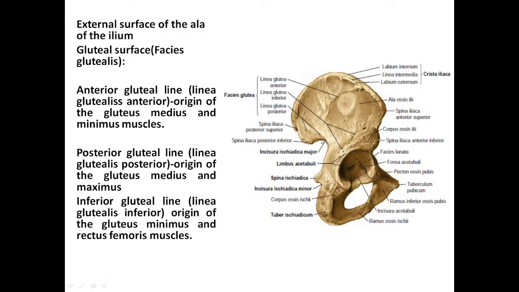This is the inferior gluteal line. This is the origin of the gluteus minimus and rectus femoris muscles. These lines are the origin of the gluteal muscles: minimus, maximus, and medius, and rectus femoris muscles.